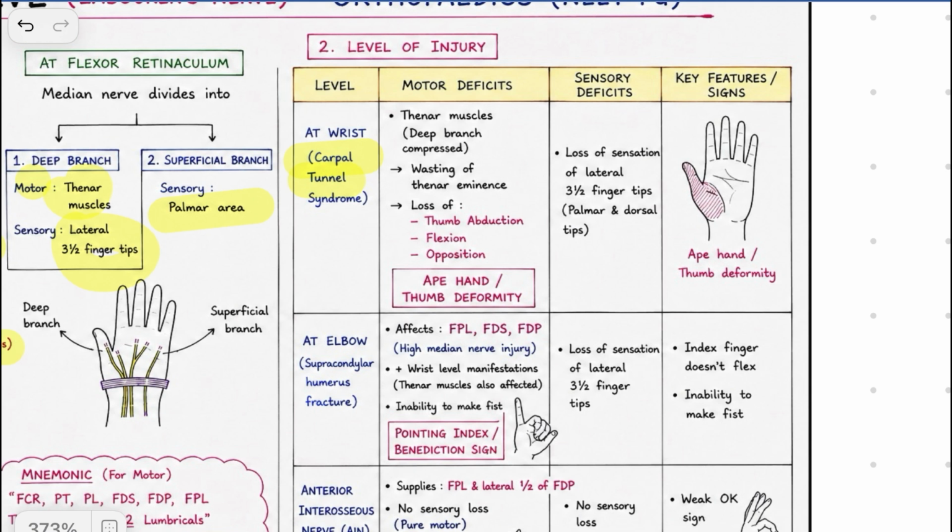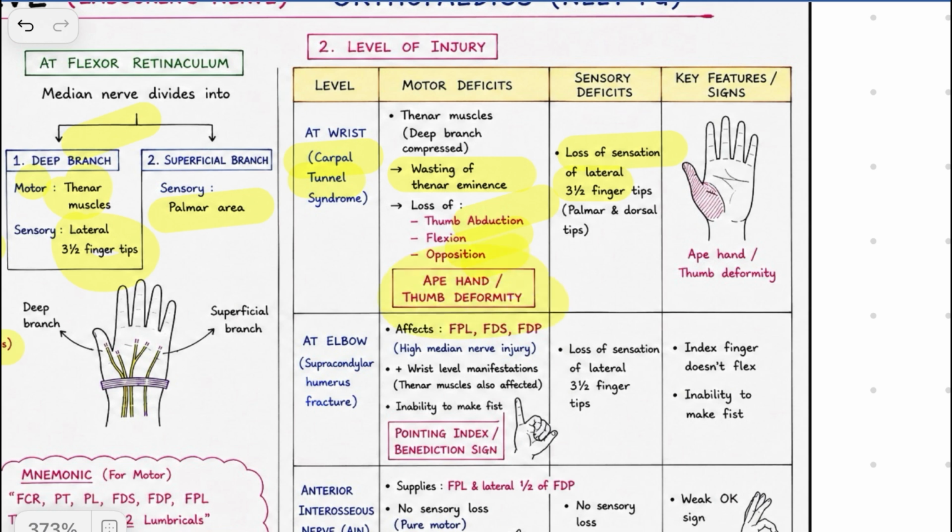Now you can easily guess, if the deep branch is compressed, what is lost? Thenar muscles, and wasting of the thenar eminence is seen, and sensory supply is lost. Loss of sensation in the lateral 3.5 fingers is also seen. Since thenar muscles are lost, there is loss of thumb abduction, flexion, and opposition. So this gives you ape hand or thumb deformity.